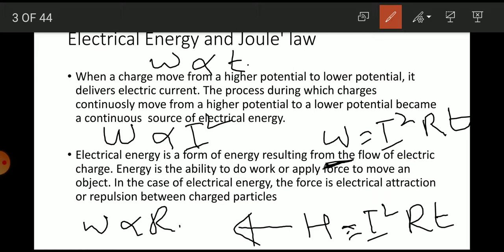Electrical energy is a form of energy resulting from the flow of electric current, electric charge. Energy is the ability to do work or apply force to move an object. In case of electrical energy, the force is electrical attraction or repulsion between charged particles.